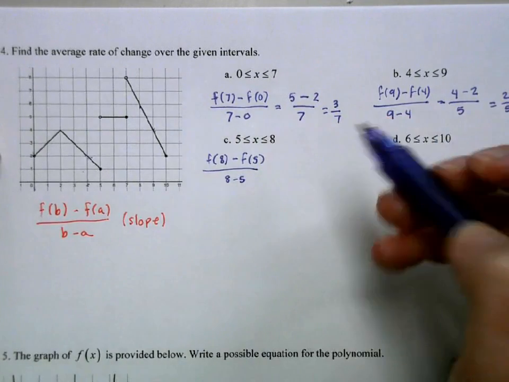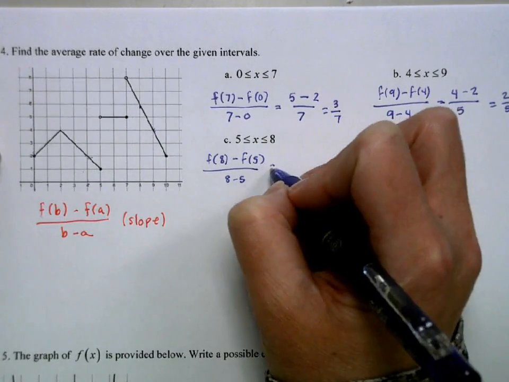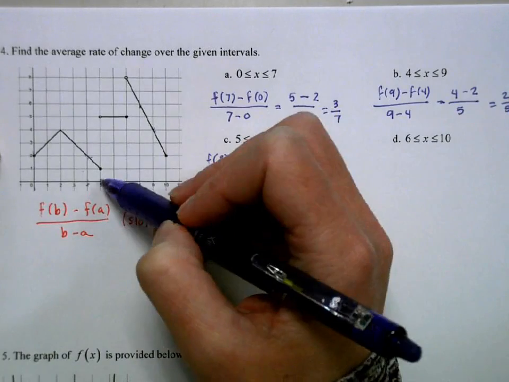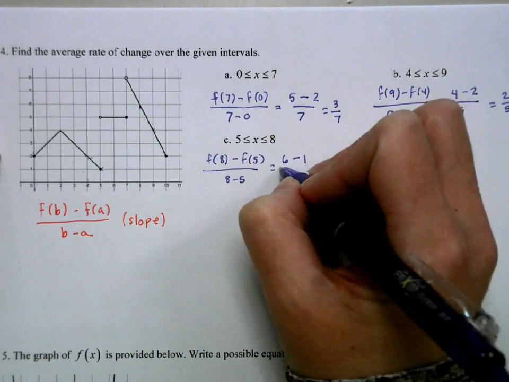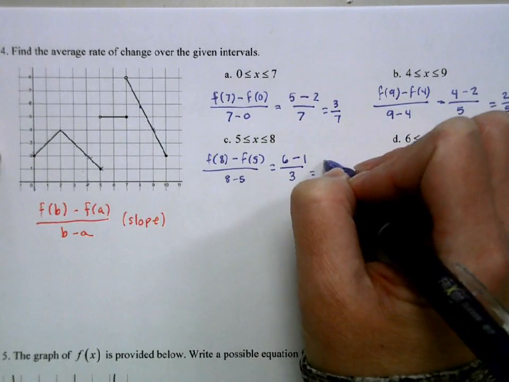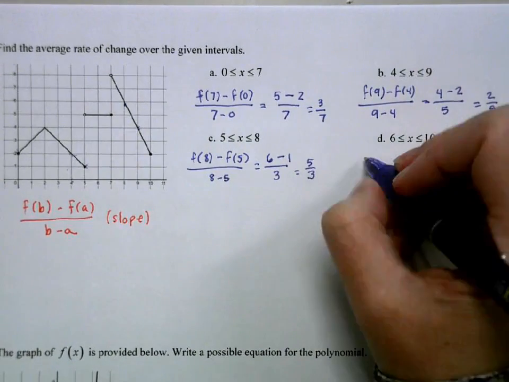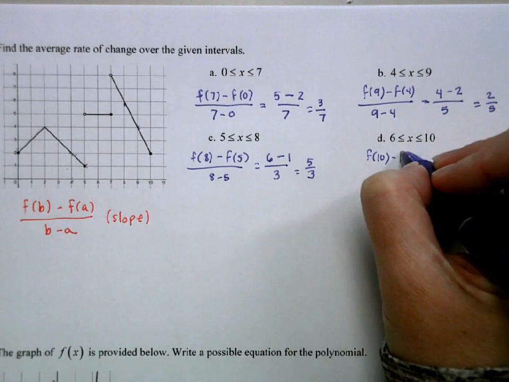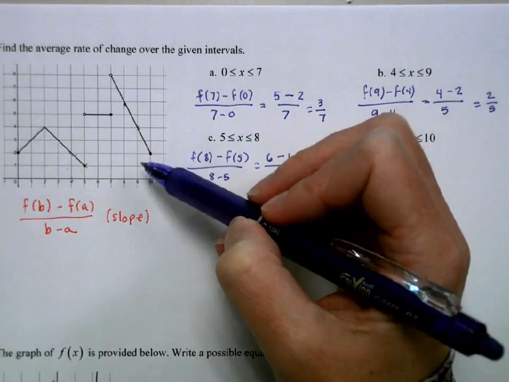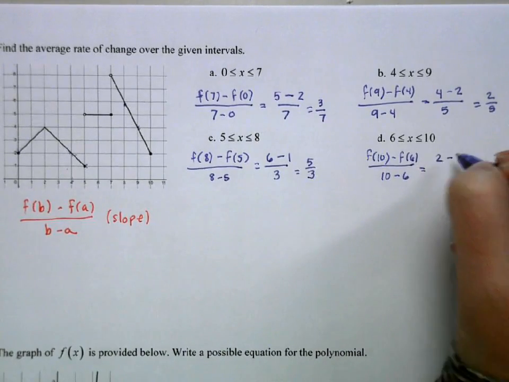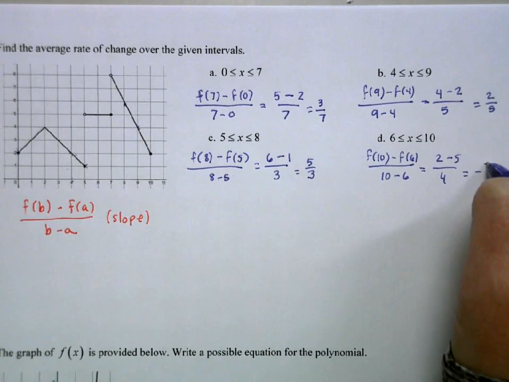Okay, so f of 8 is 6. F of 5, again, we've got a situation where we have to pick the right one, which is going to be at 1. We get 5/3. Okay, last one, f of 10 is 2, f of 6 is 5, so we get a negative 3/4.